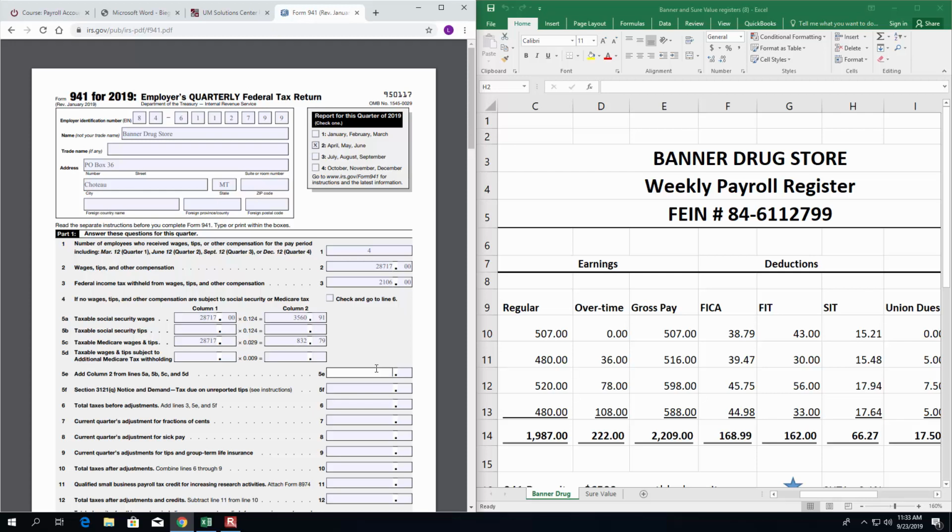So when you get to line 5E, you're basically totaling up both shares. You're tallying up both shares of Social Security and HI, aren't you? So what did you get?